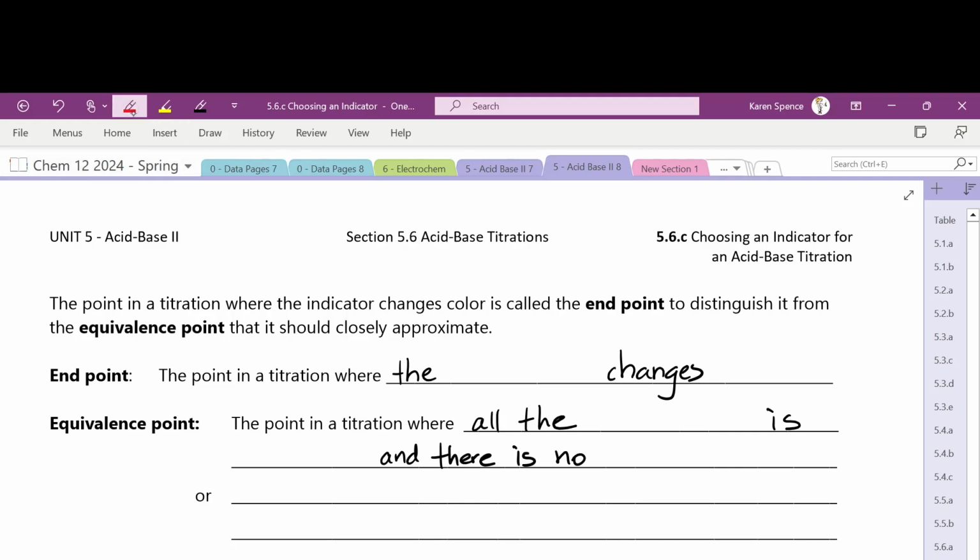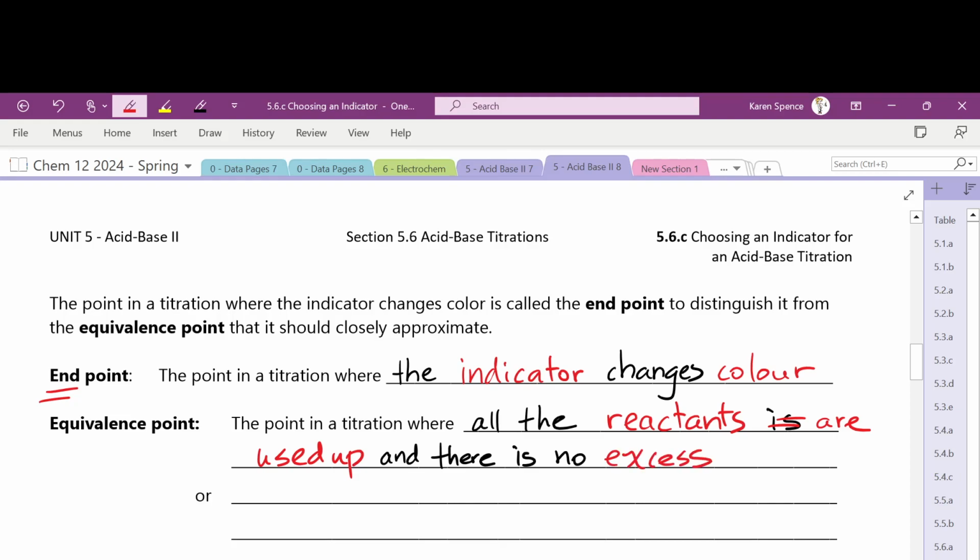At any rate, the point in a titration where the indicator changes color is the end point. It's the point in the titration where the indicator changes color. The equivalence point, on the other hand, is the point in a titration where all the reactants are used up, and there is no excess left over.